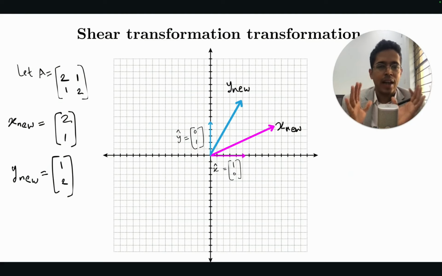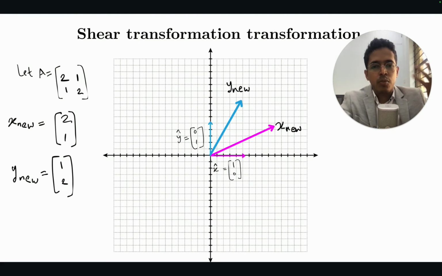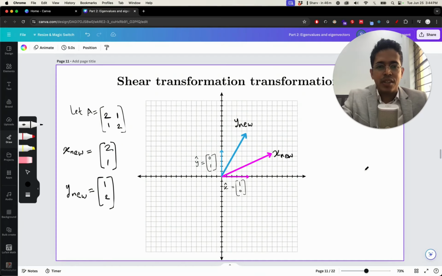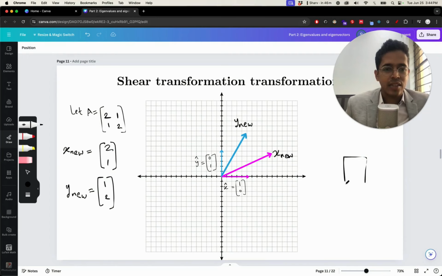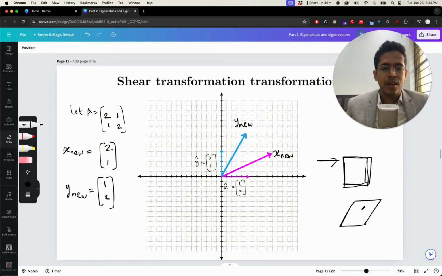If you look at what happened to y new and x new, it underwent two operations. It underwent a scaling operation, and it also underwent a rotation operation simultaneously. So it's almost like shearing. You know what shearing is, right? If you have originally a square slice, let's say some jelly like this, and you push it, the shape of the jelly would become something like this parallelogram. So that is what is happening.